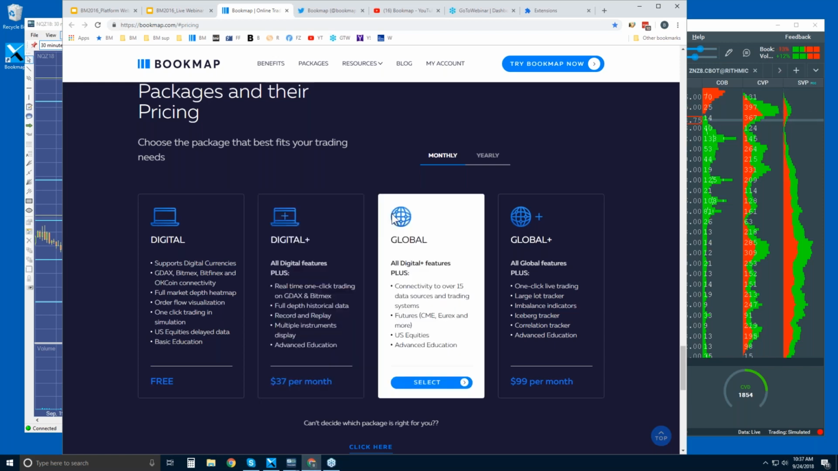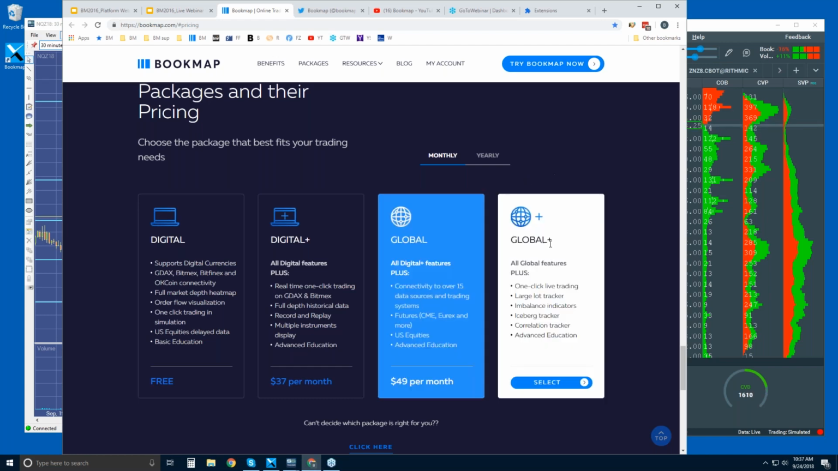Now the global version, you get everything in digital plus, but you also get the ability to connect to futures and US equities. That's the big distinction. Now the global plus version, what you get there is everything that I've mentioned, as well as our add-on indicators. You can trade right from the Bookmap chart into your funded account. In fact, in the advanced order flow webinar, I'm going to go over a trade taken earlier today. And that's one add-on indicator here.